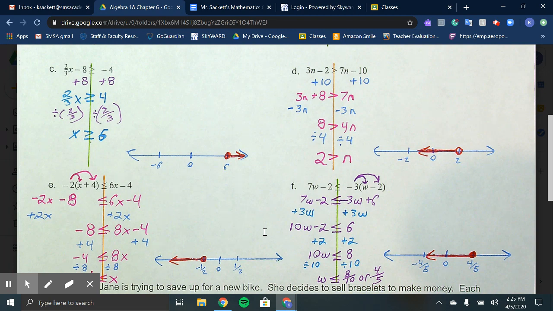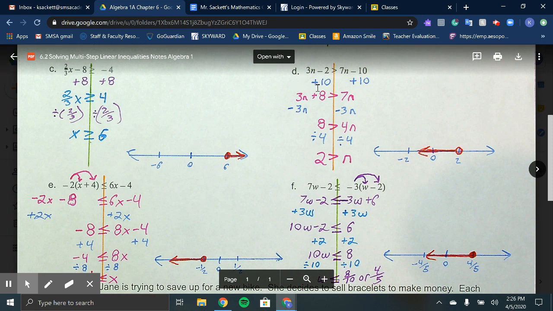In D, we have 3 times n minus 2 is greater than 7 times n minus 10. So now you'll see they started with the variable on both sides of the inequality. So what we eventually need to do is get the variable to one side, and we also need to get our numbers, or the constant, to the other side. So what I'm starting with in this case is I want to start to get my 7n alone, so I'm adding 10 to each side.